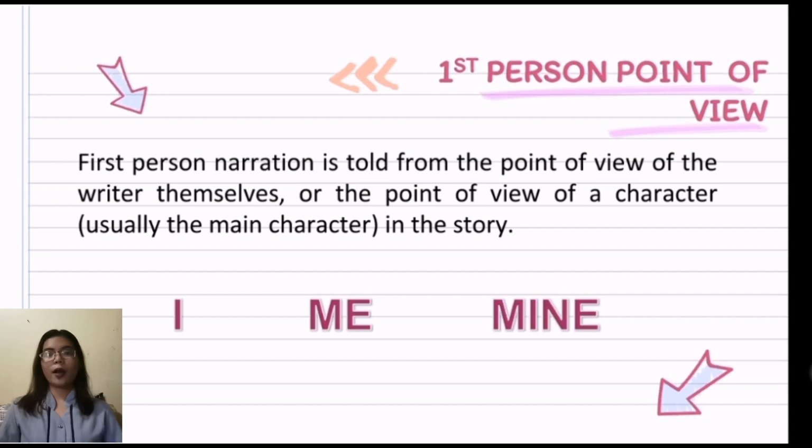We have I, me, and mine. Those are the pronoun clues that you can find in a first person point of view.